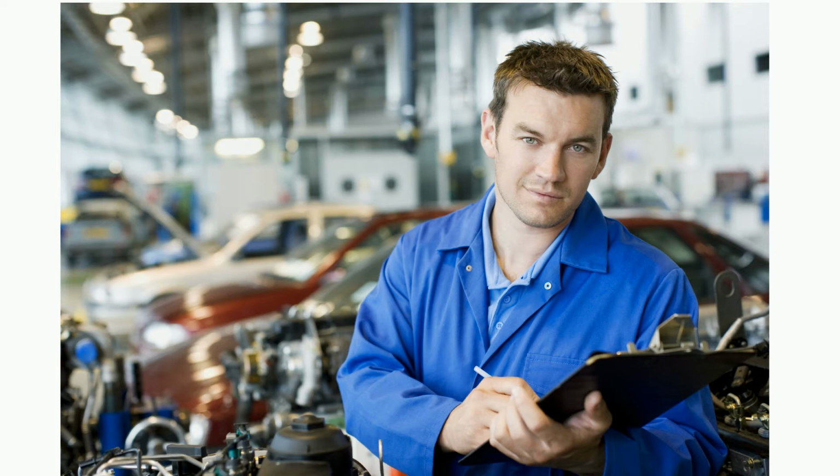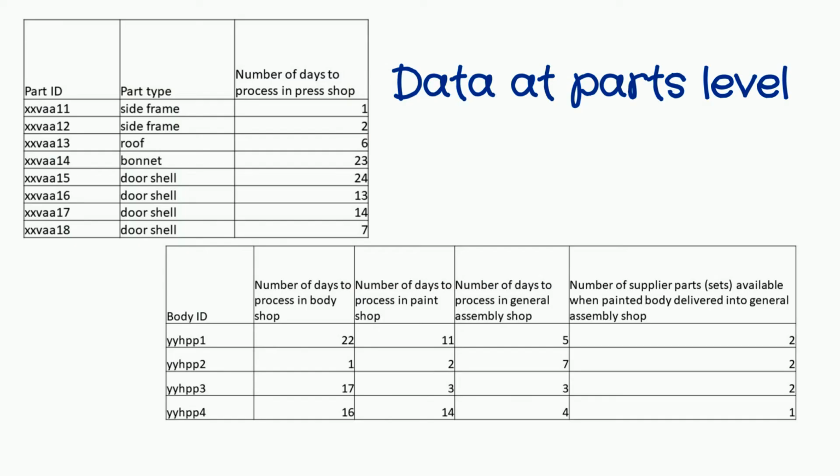You had granular data on which parts took how many days to finish processing by different shops for a full month, let's say Feb of 2020. In body shop, many parts from the press shop are welded together, so we can assign a body ID at this stage which can be followed through the paint and general assembly shop.